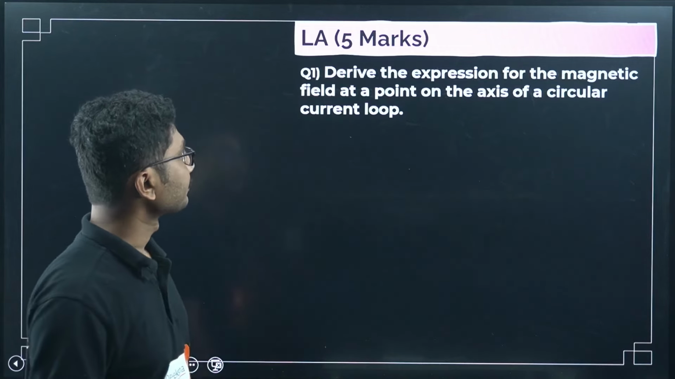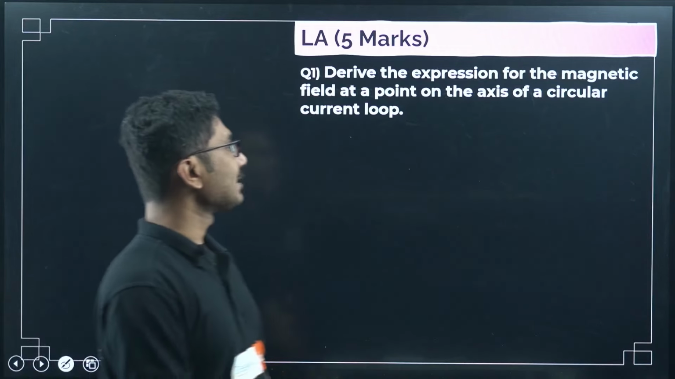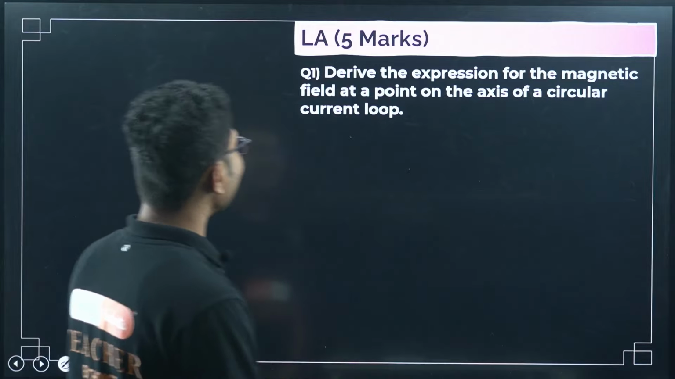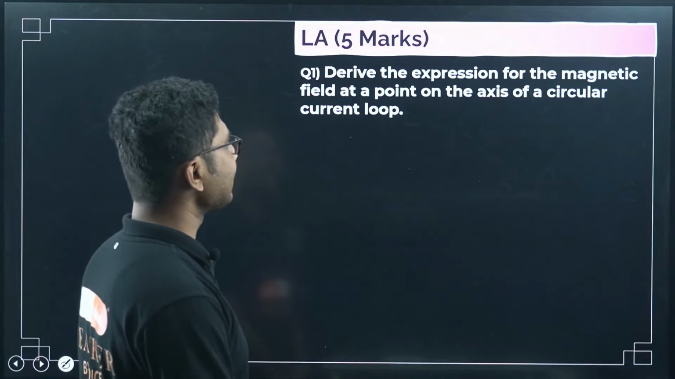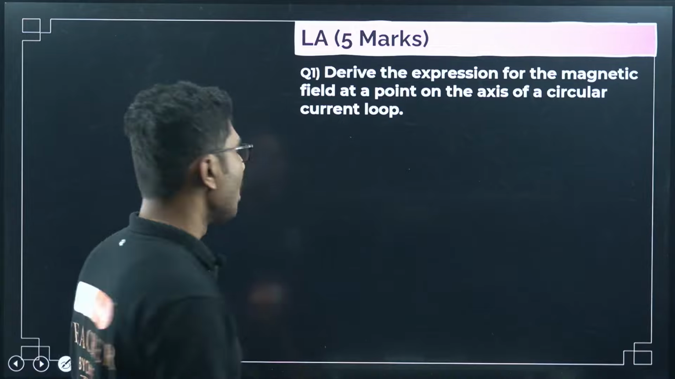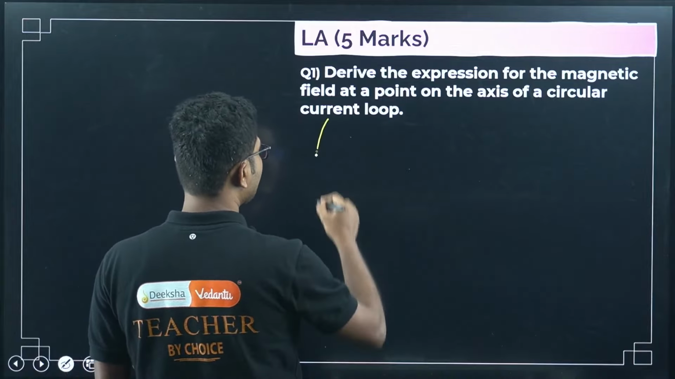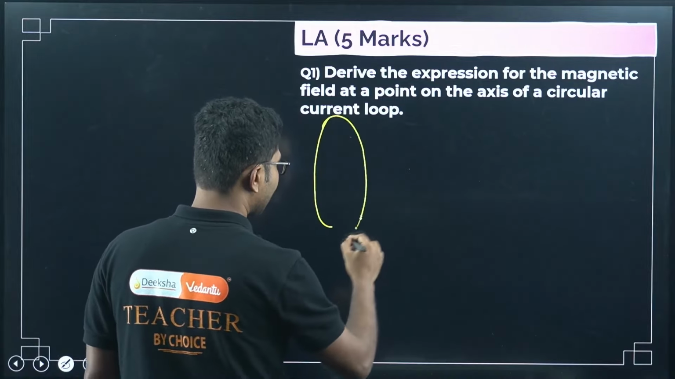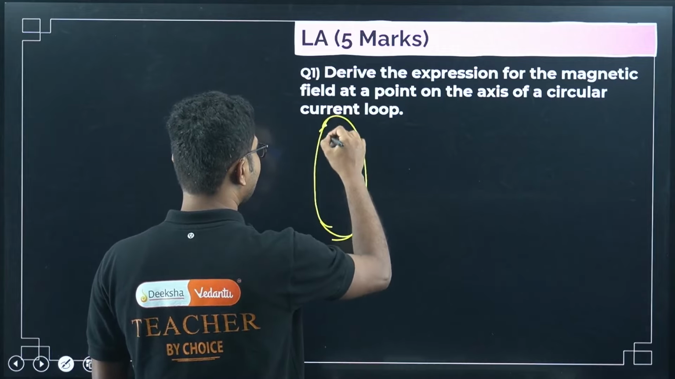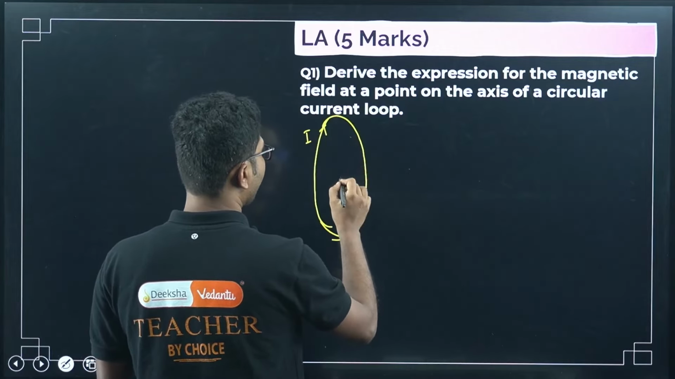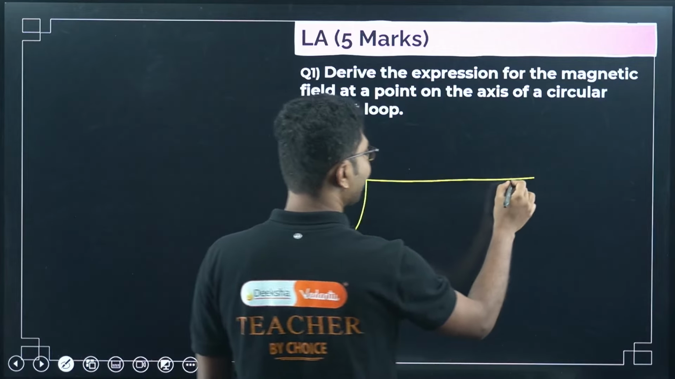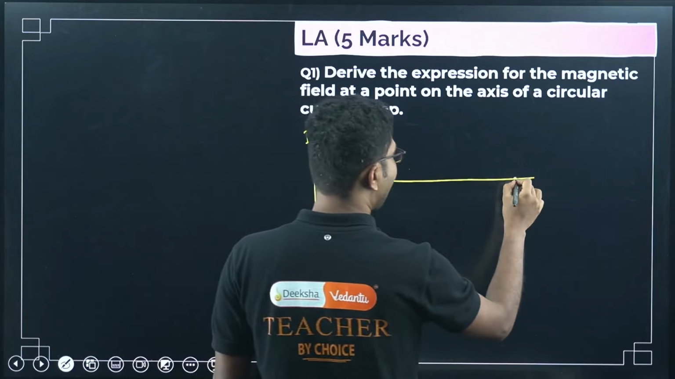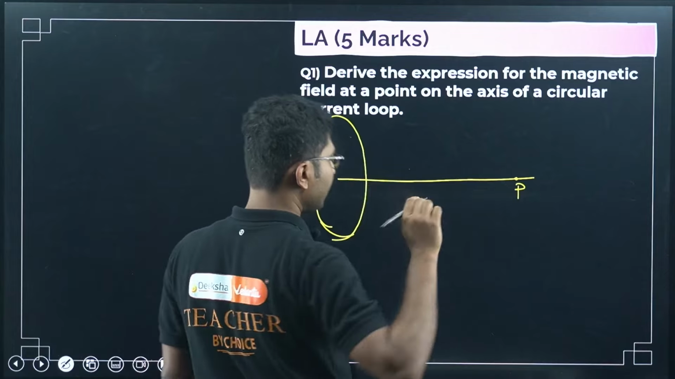Now next, derive an expression for the magnetic field at a point on the axis of a circular current loop. Very important derivation. Here what you have to do, you have a circular current carrying loop, carrying a current I, and you have to find the magnetic field at this point P. Okay, derivation I am not going to do, derivation is there in your book.